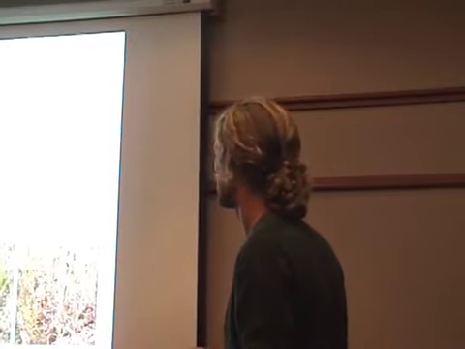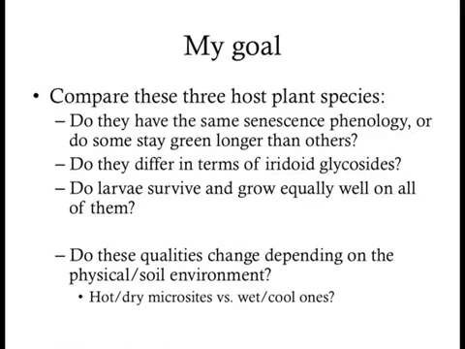So we don't really know if that host plant senescence is important in Washington populations or if it's no big deal. But the plants definitely dry out around the time that the larvae are still feeding, so we don't know if that's important. So my goal was to compare these 3 host species and figure out, hey, do they all senesce at the same time, or are they different from each other?